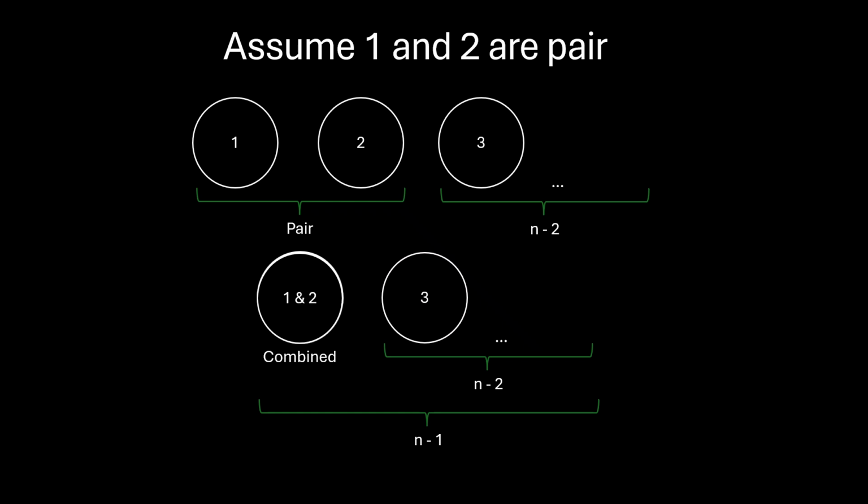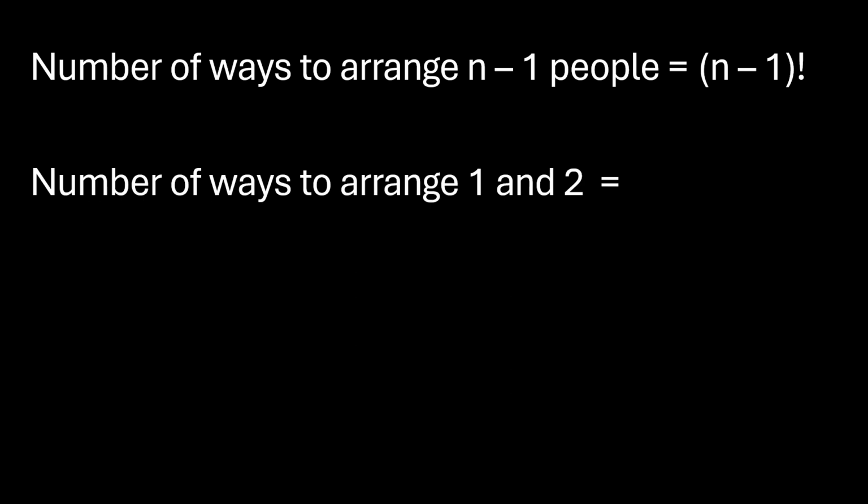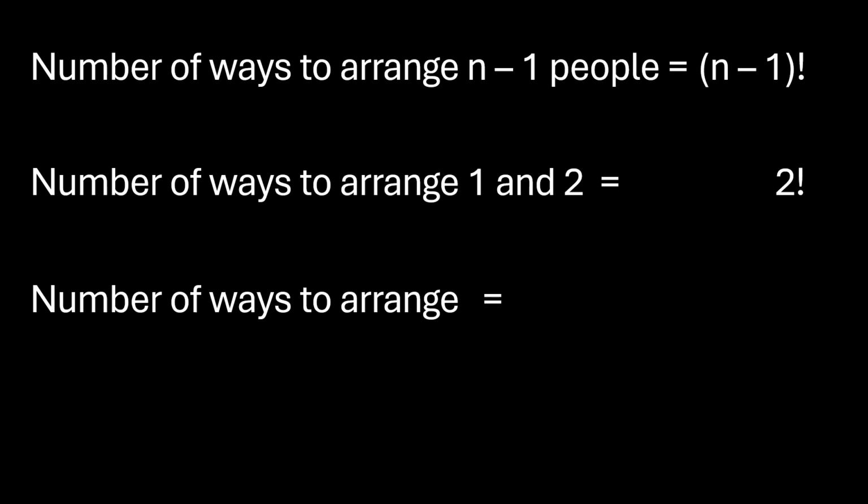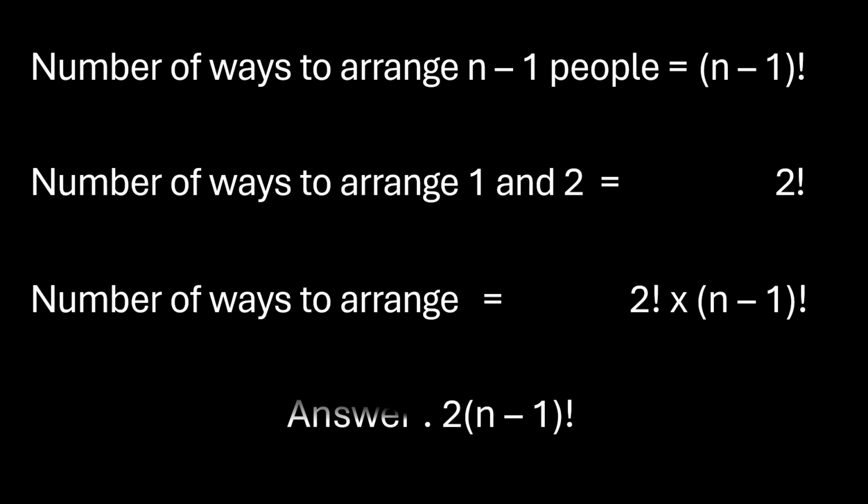So from here we can find the number of ways to rearrange n minus 1 people, which is (n minus 1) factorial, the number of ways to rearrange 1 and 2, which is only 2 factorial, and then the number of ways to rearrange according to the question, which is 2 factorial times (n minus 1) factorial, which means the answer is 2 times (n minus 1) factorial.